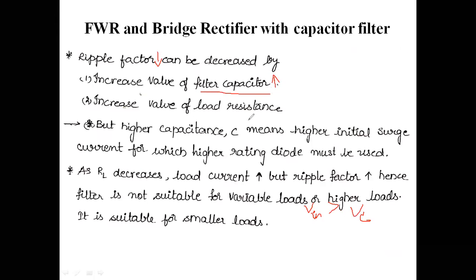And the next one is increasing the load resistance, increasing RL. By increasing the load resistance, I can decrease this ripple factor. But higher capacitance means higher initial surge current, for which a higher rating diode must be used.